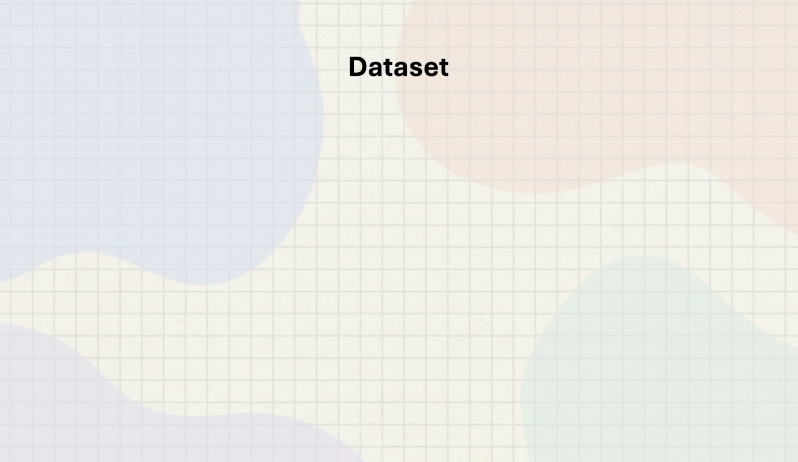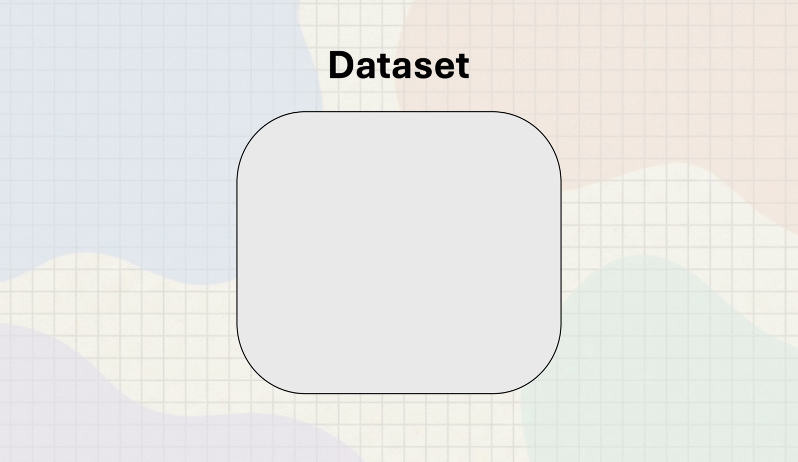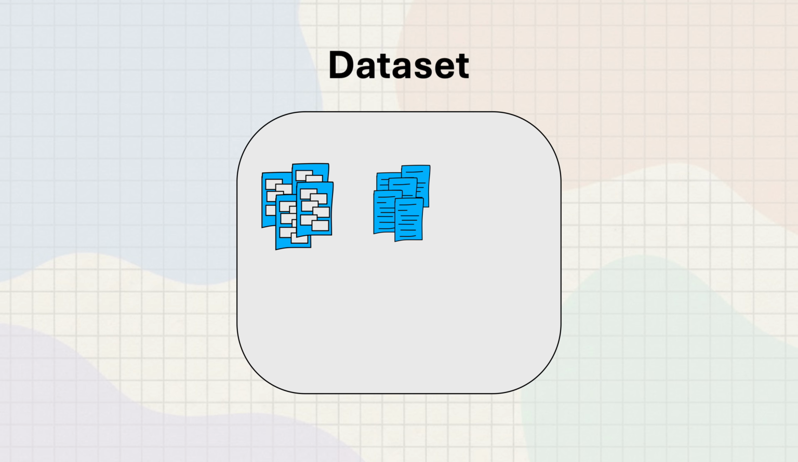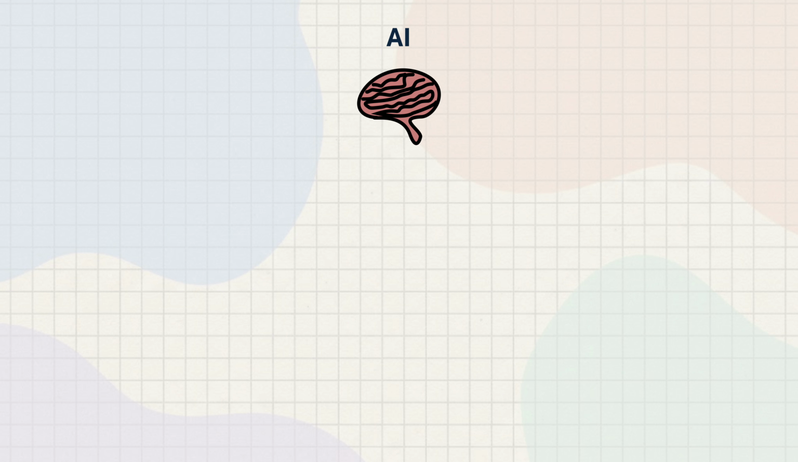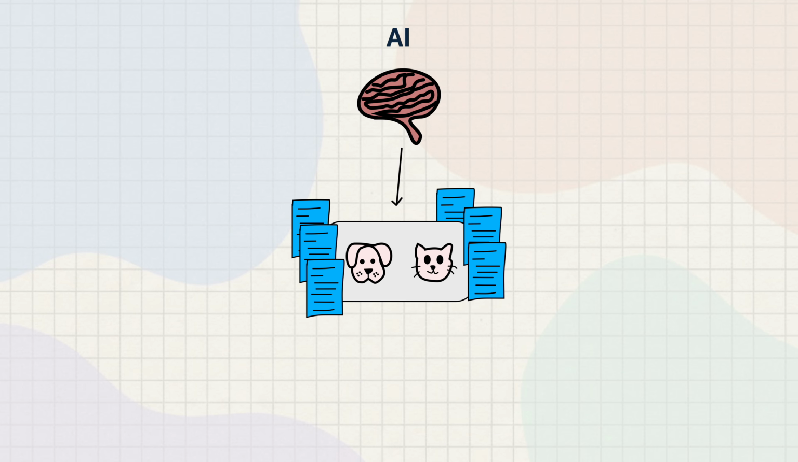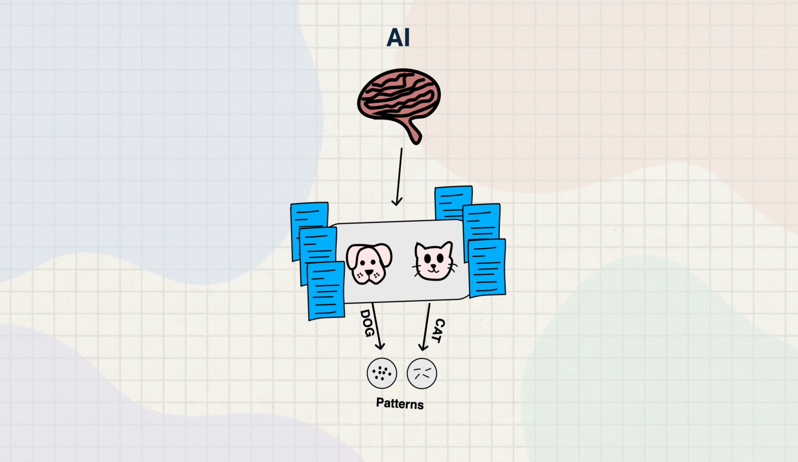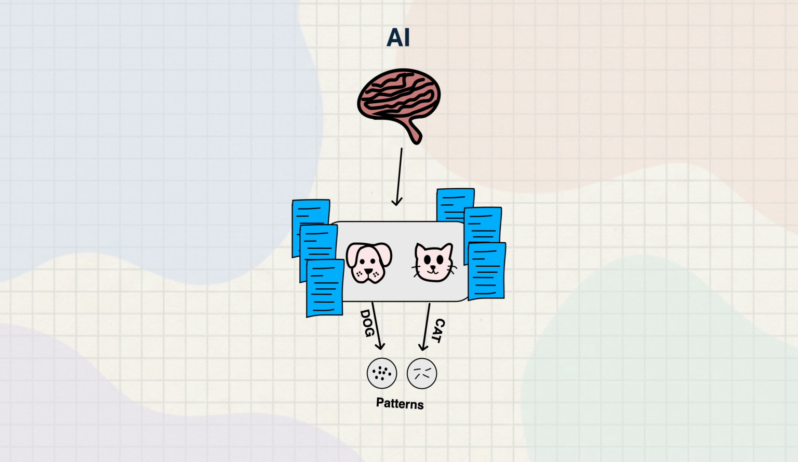AI learns using something called a dataset. A dataset is simply a large collection of examples. These examples can be images, text, numbers, or even audio. Imagine feeding an AI 1000 photos of cats and dogs. Over time, the AI starts noticing patterns like ears, tails, and shapes. This is why companies like Netflix and Google rely heavily on data, because more data helps AI learn better.